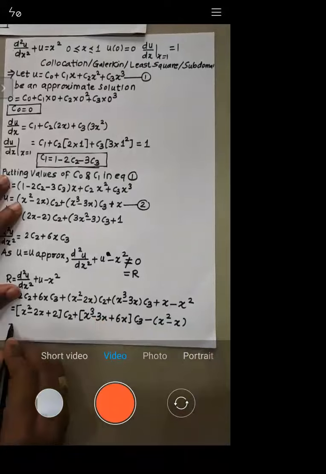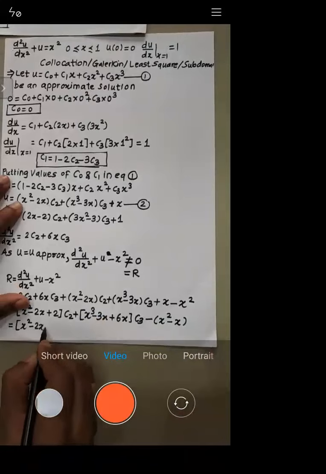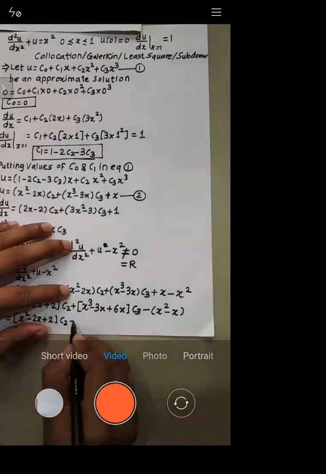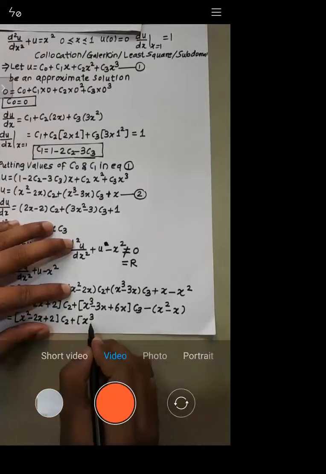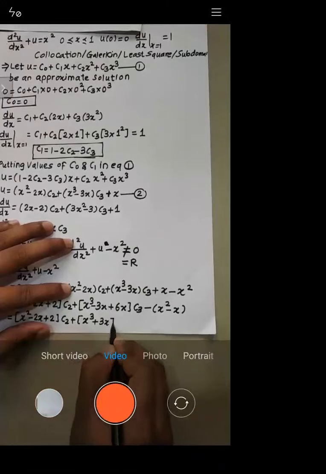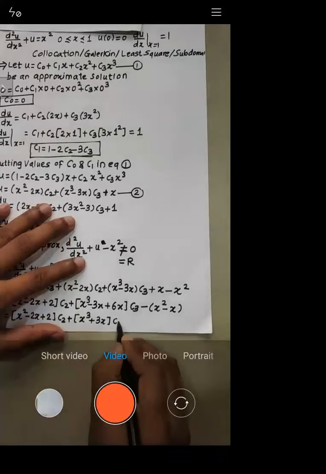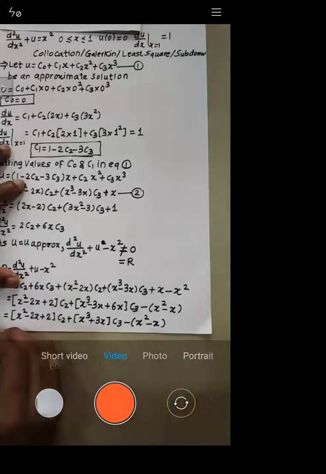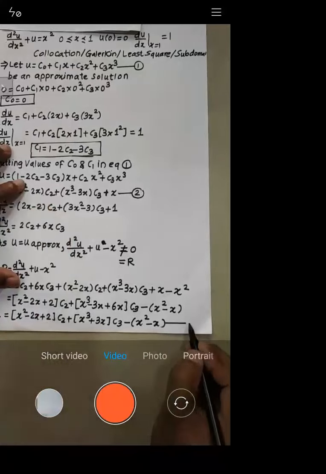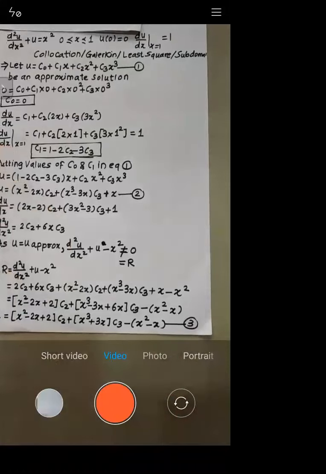I will write down just one more step. I will write down x square minus 2x plus 2 c2 plus x cube. See, 6x minus 3x, so this is plus 3x, right? Plus 3x into c3 minus x square minus x. Okay, so this is your residue. Let me call this equation number 3. Is it okay?